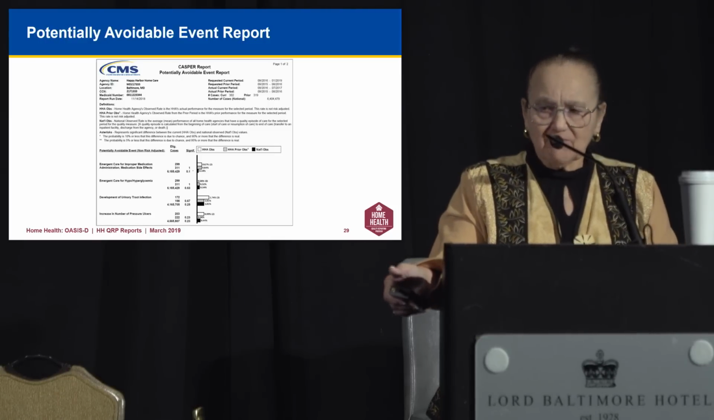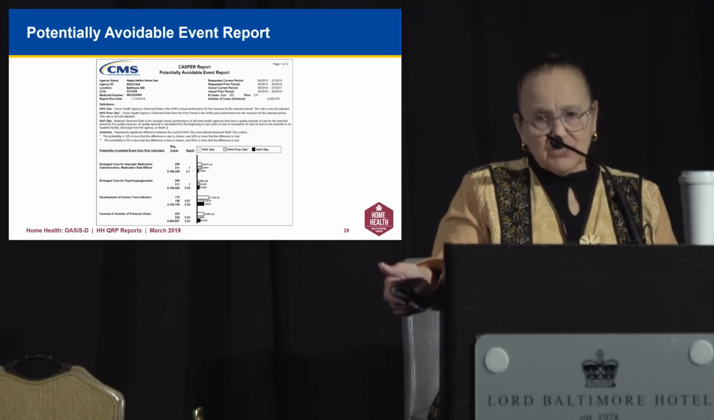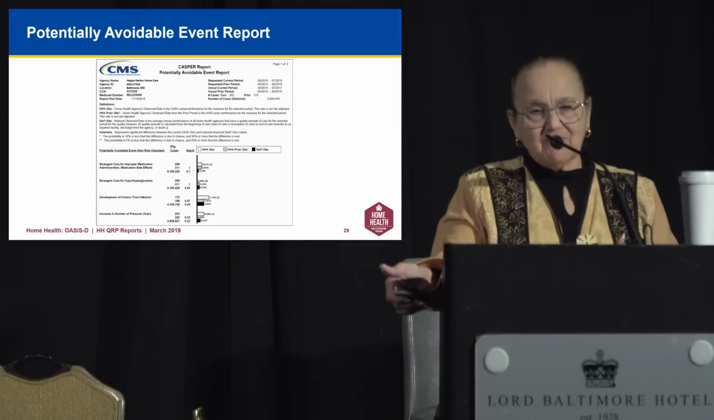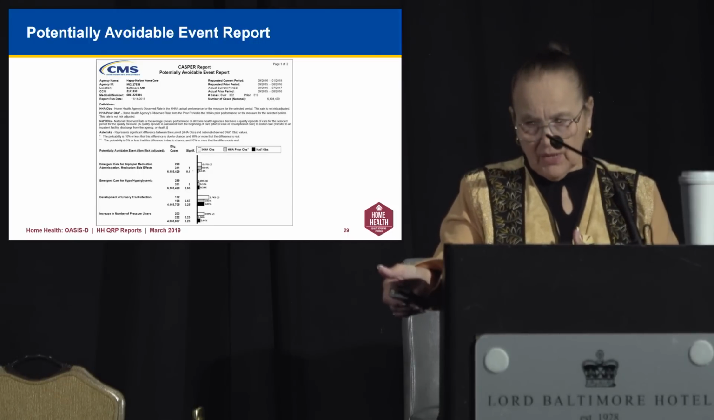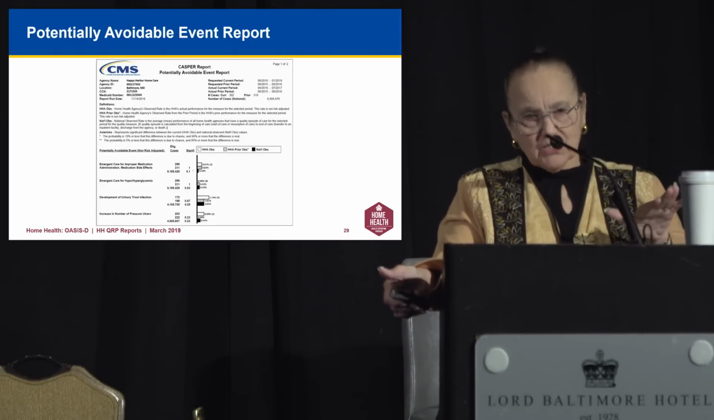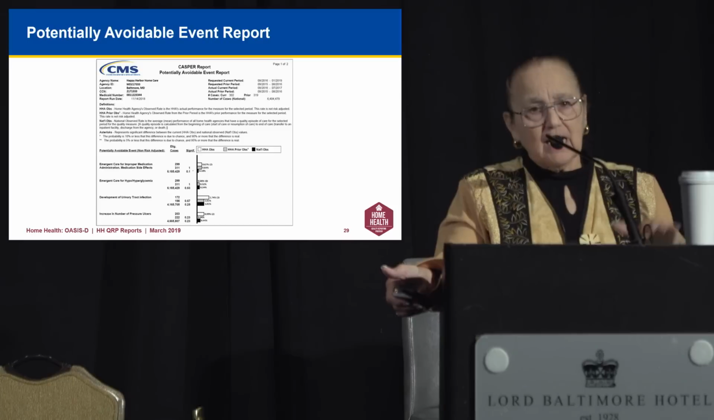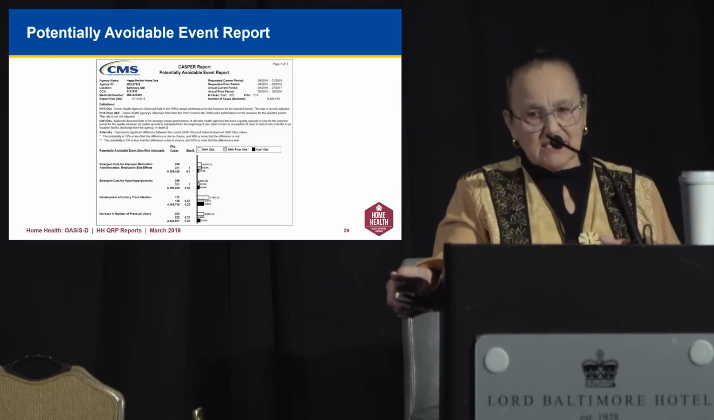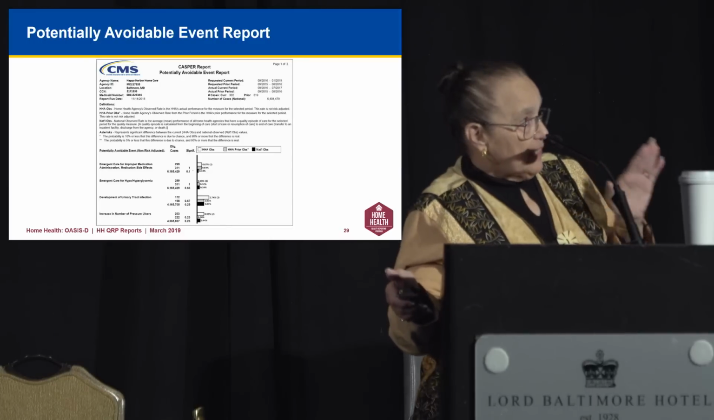The potentially avoidable event report at the agency level is giving you similar data with the same color bars so that you can identify how your agency has done in comparison to another.